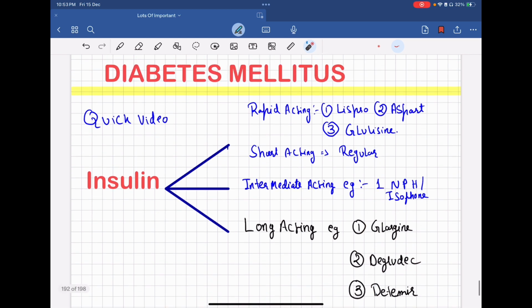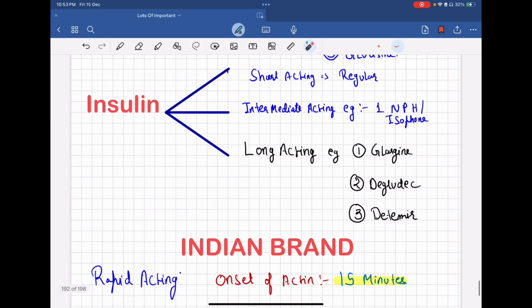Now to sensitize you with another term, I will throw you another term: basal and bolus. Now these rapid acting and short acting insulins are used as bolus insulin, and intermediate and long acting insulins are used as basal insulin. Why they are called this, we will discuss later.